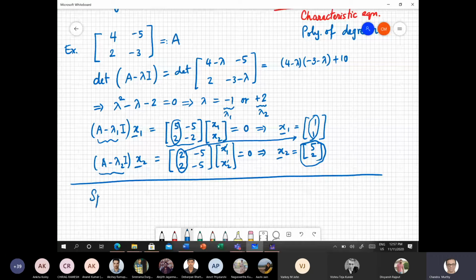Yes, there is not any restriction on A, right? I mean, A only should be a square matrix. It can be singular as well. Still, eigenvalue and eigenvector will exist.